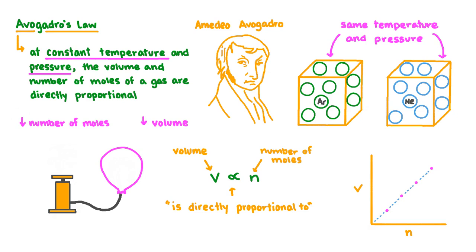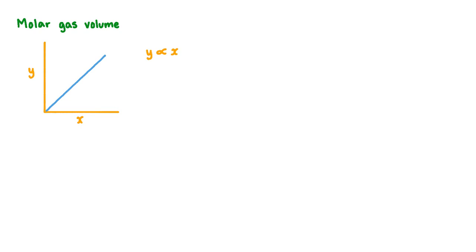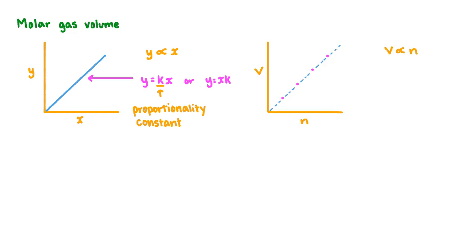Let's learn more about direct proportions to expand our understanding of Avogadro's law. Here is a graph of a generic proportion. Y is directly proportional to X. The equation for the trend line of a direct proportion has the same general formula as a linear equation. Y equals K times X, or Y equals X times K, where Y and X are the variables in direct proportion, and K is a proportionality constant, a value used to relate X and Y.